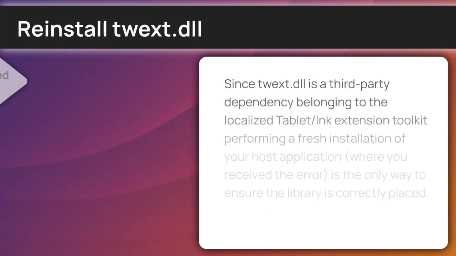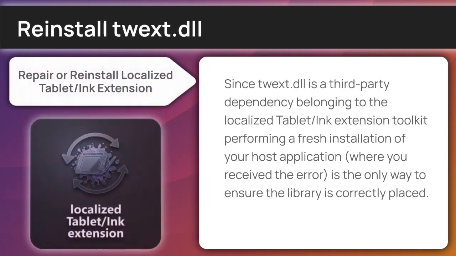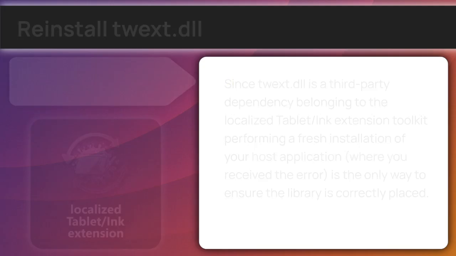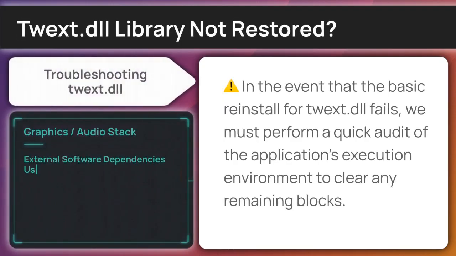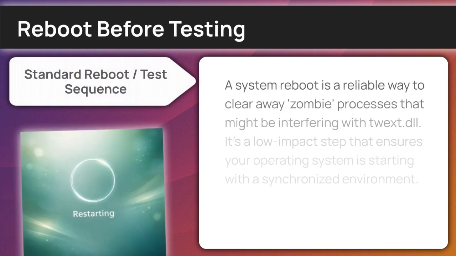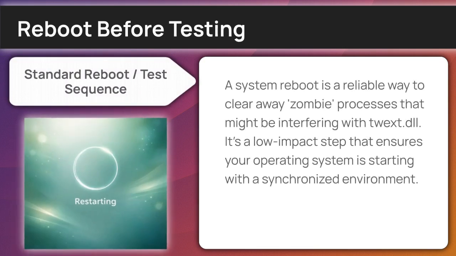Since TWX Library DLL is a third-party dependency belonging to the Localized Tablet / Ink extension toolkit, performing a fresh installation of your host application, where you received the error, is the only way to ensure the library is correctly placed. When a standard software refresh isn't enough, we need to bypass the automated installers and look at manual system state resets. A standard restart allows the Windows bootloader to rescan your system directories and potentially recognize an unregistered TWX library component.